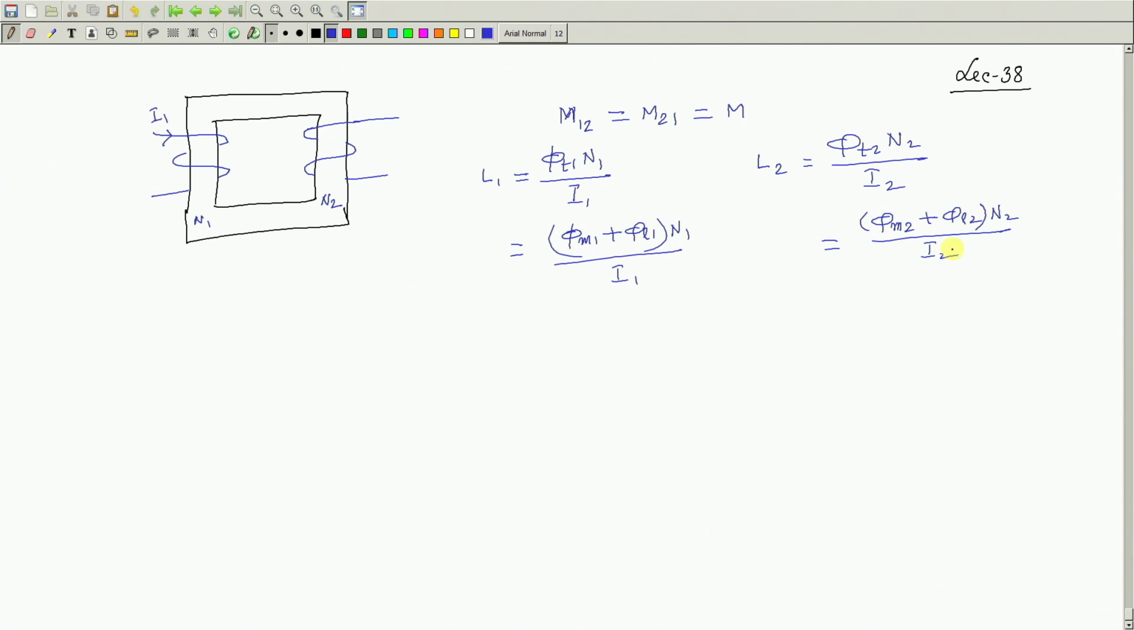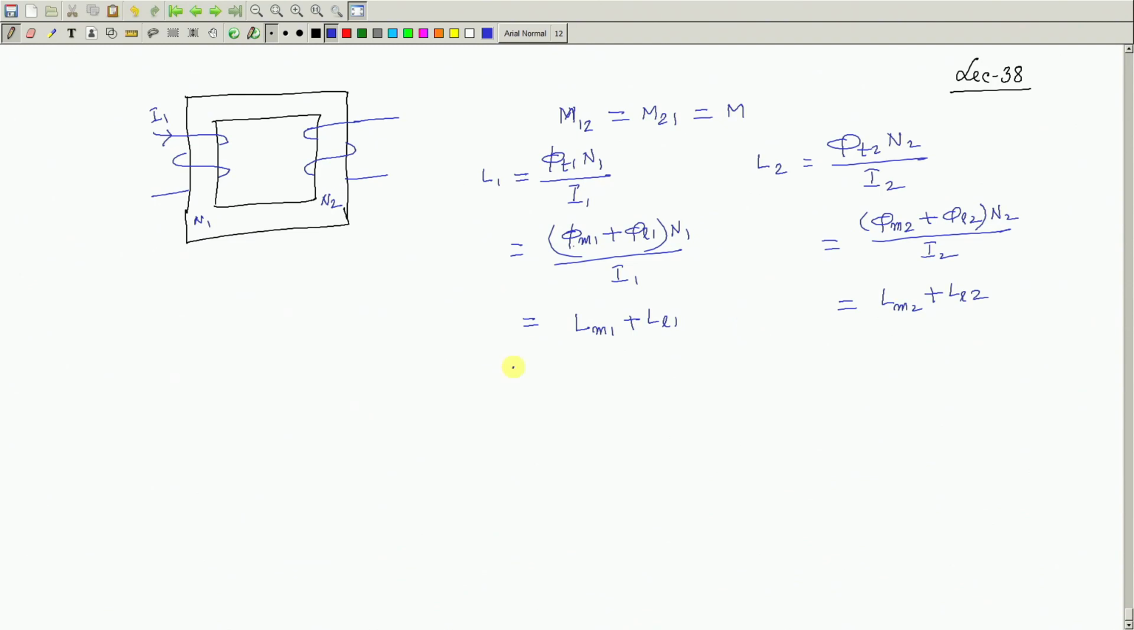And the mutual inductance between 1 and 2 was defined, that is due to phi M1, and this part of the inductance, the first term, I call LM1, and this is the leakage inductance LL1. Similarly, L2 is LM2, the magnetizing inductance, plus LL2. Up to this we have done.